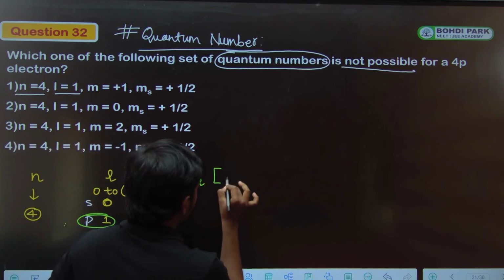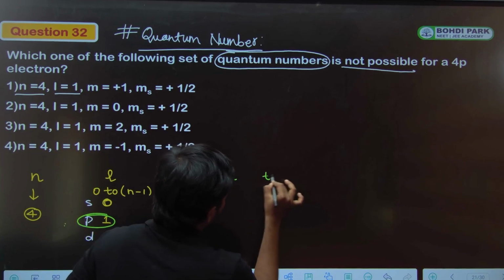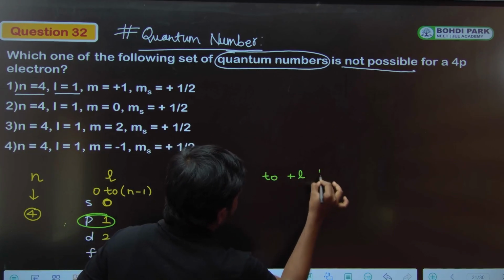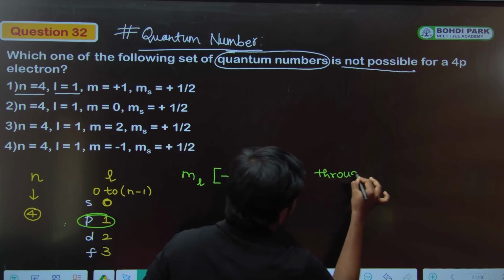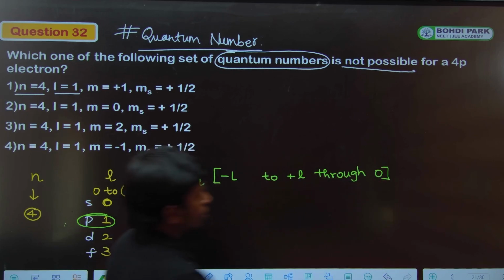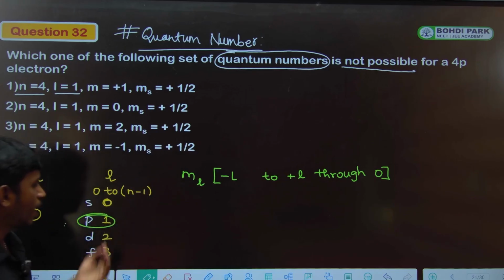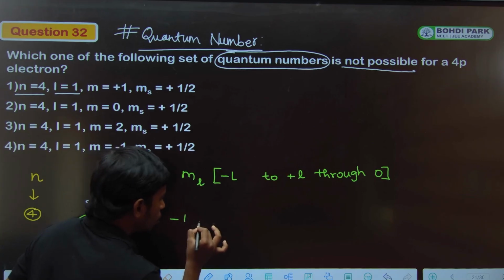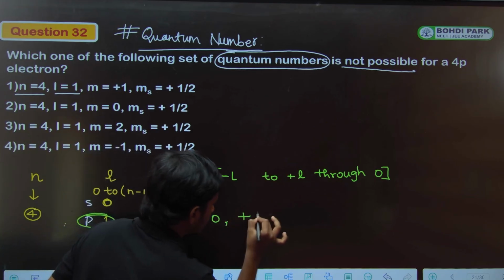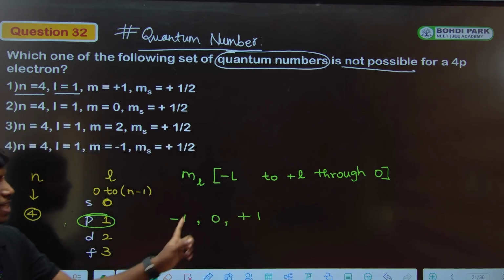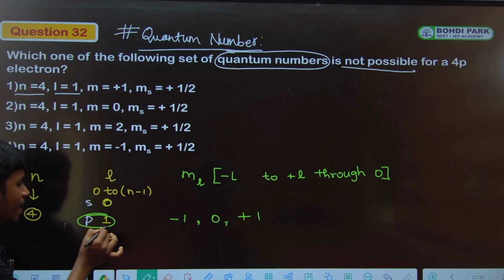It starts from minus l to plus l through the 0. It is the formula for ml, the magnetic quantum number. இப்போ l ஓட வேல்யூ 1 இருக்கு அப்படினா ml ஓட வேல்யூ என்னவா இருக்கலாம்? -1 through 0 to +1 இருக்கலாம். Okay, only 3 numbers are possible for l value 1.